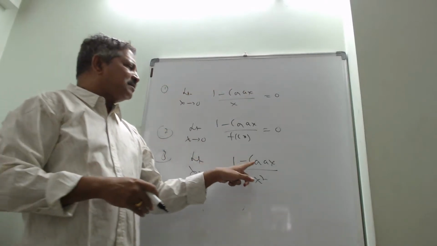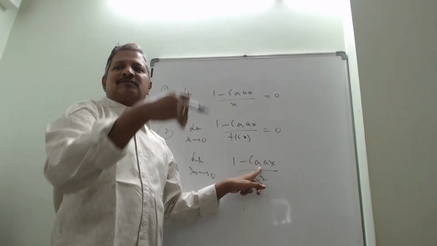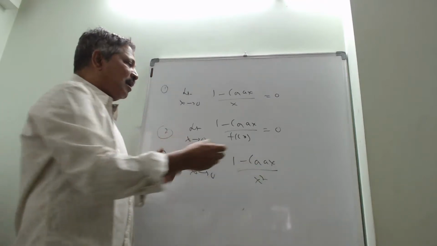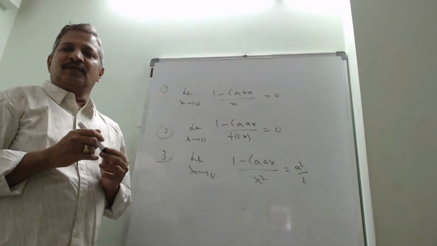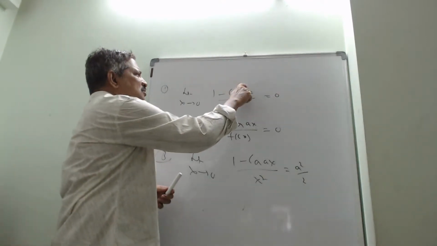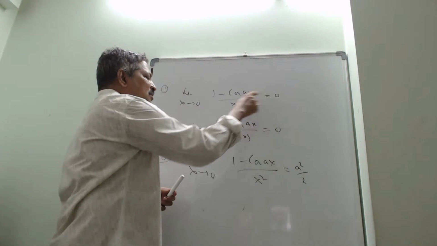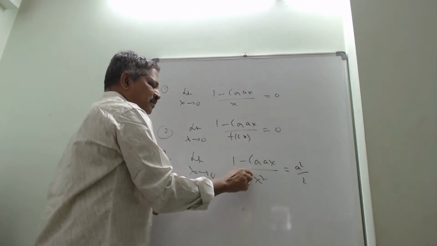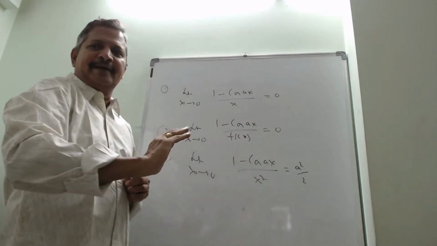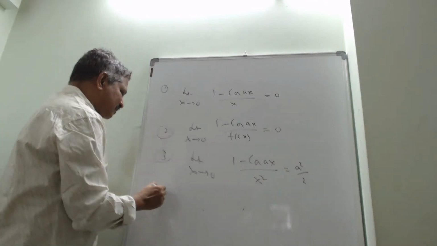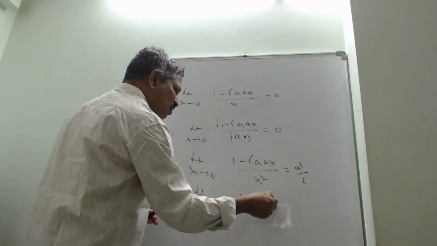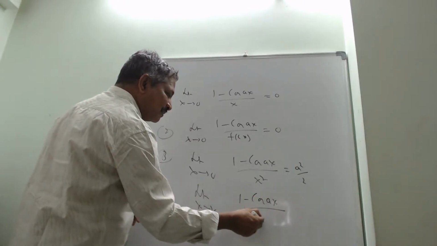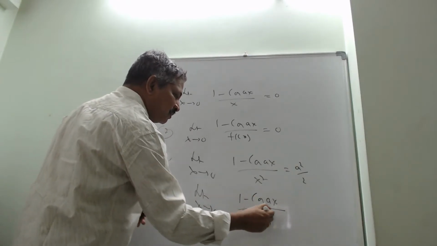Actually, the theoretical method is to write cos ax as 1 minus 2 sin square ax by 2, whereas the objective method is directly we can write a square by 2. A square by 2. When it is not squared, the answer is 0. Whether it is x square or sin square x or tan square x, the direct answer is a square by 2.